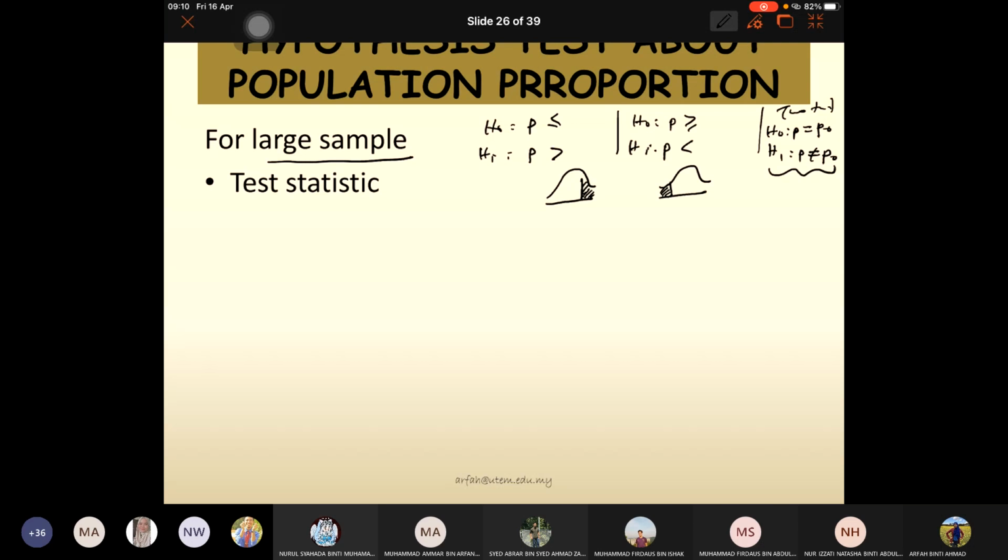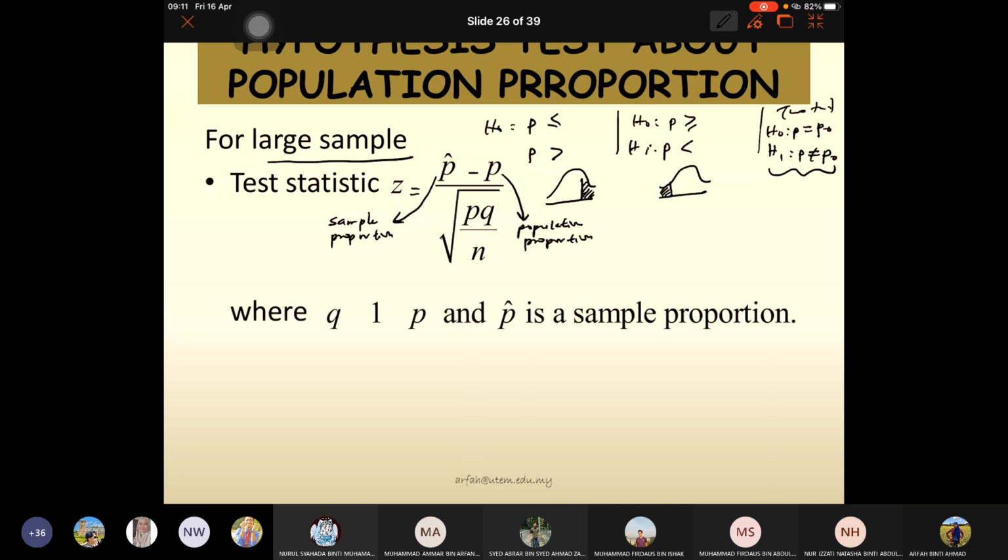Okay. So the difference is only on the test statistic. Kita akan gunakan Z distribution yang mana dia akan jadi P hat, okay, minus P divided by square root of PQ over N. So yang ini adalah sample proportion. Okay, and P adalah population proportion. Okay. So from here, Q akan sama dengan 1 minus P and P hat adalah sample proportion.